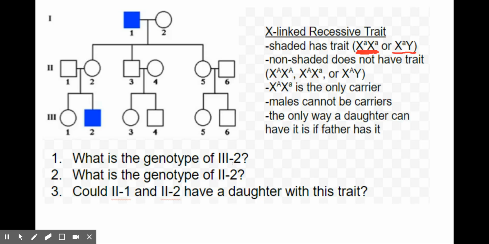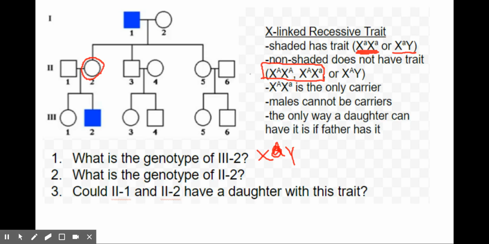So if we're going to answer these questions real quick here, what is the genotype of 3-2? Coming back here, it has to be small a, Y. What is the genotype of 2-2? Right here. It's non-shaded, it does not have the trait, it's a female. We can narrow it down to these two right here.